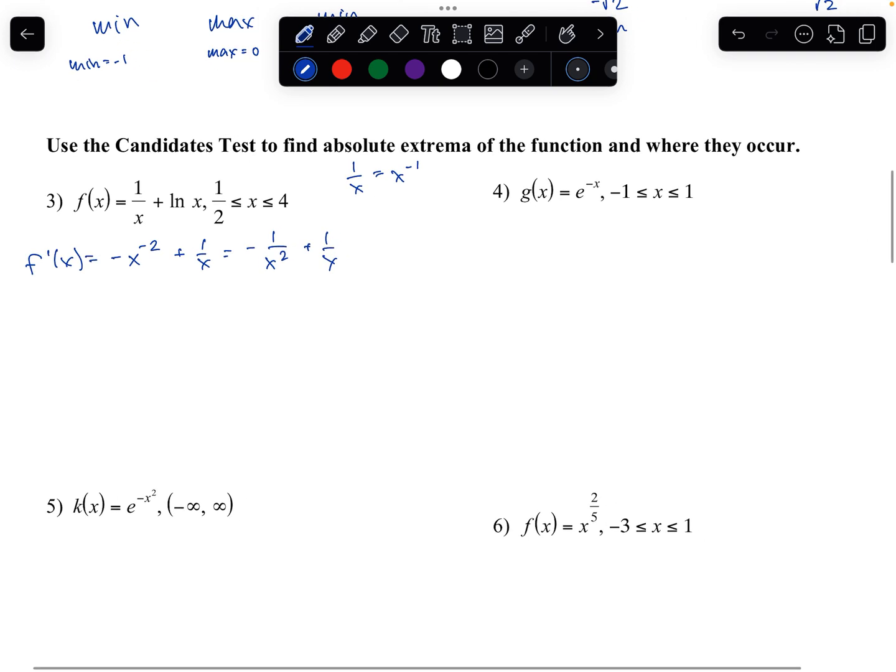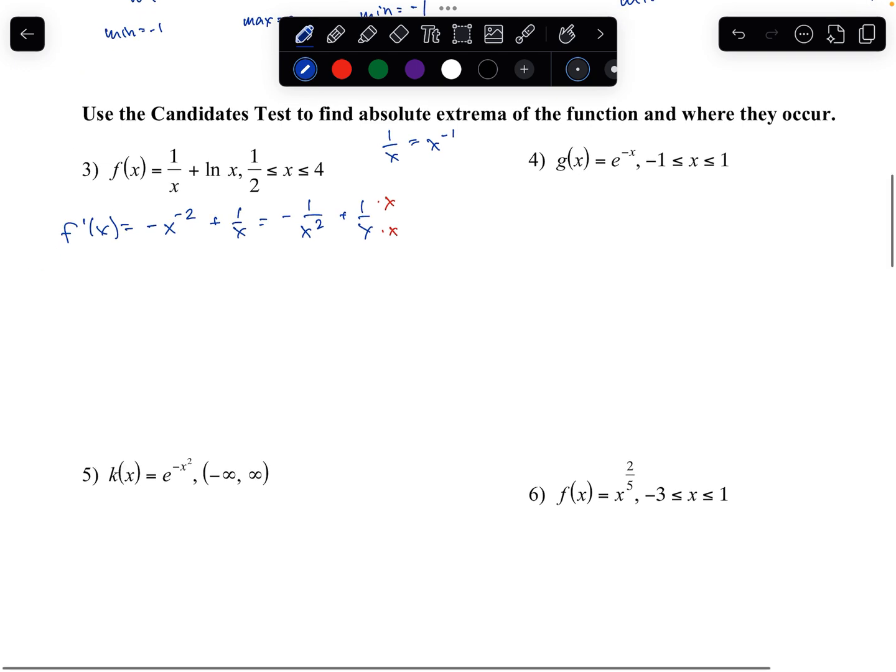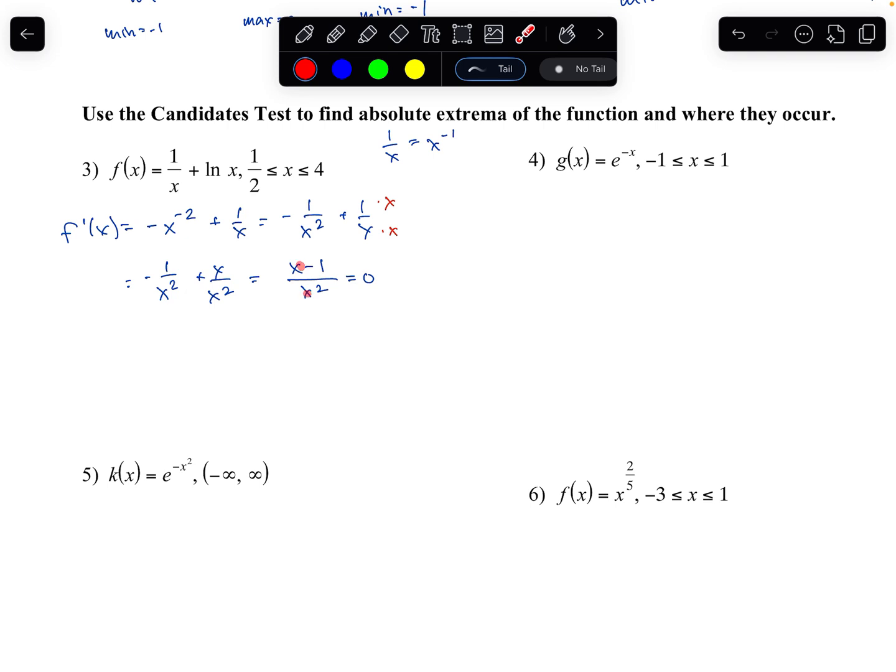And I am going to simplify this by getting a common denominator. So negative 1 over x squared plus x over x squared. So this becomes x minus 1 over x squared. And I'm going to set that equal to 0 to find critical points, and then critical points are going to occur when the numerator or the denominator is 0, so that's going to be at x equals 1 and at x equals 0. So x equals 1 and x equals 0.